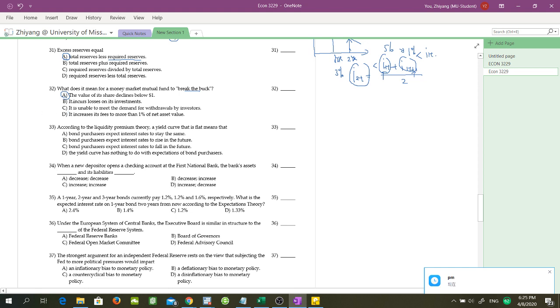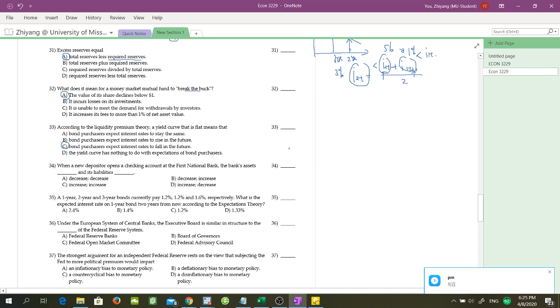But occasionally it does go below $1, and that's the scenario we call breaking the buck. Question 33. According to the liquidity premium theory, a yield curve that is flat means what? Let me tell you the answer first. We expect the interest rate to fall in the future.